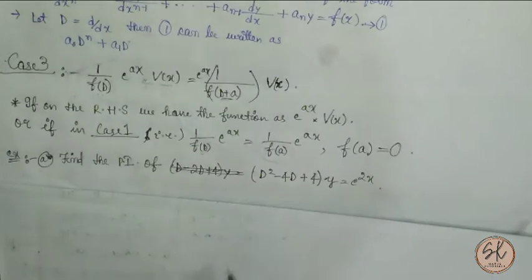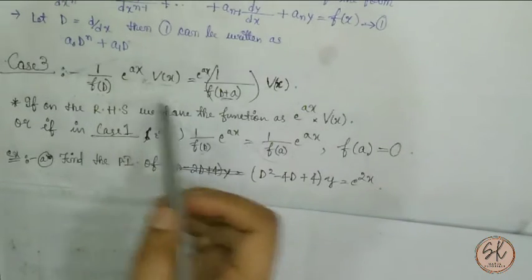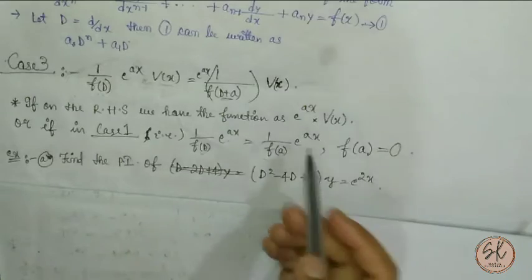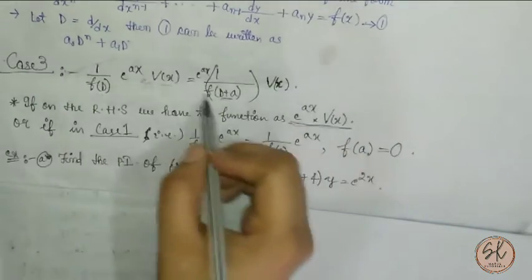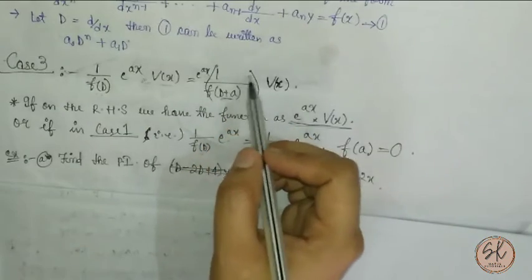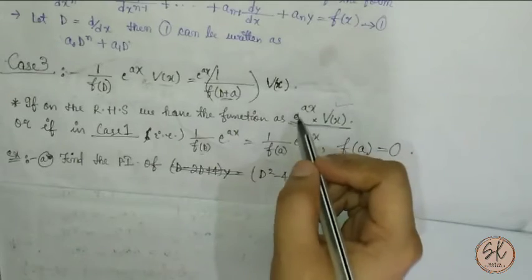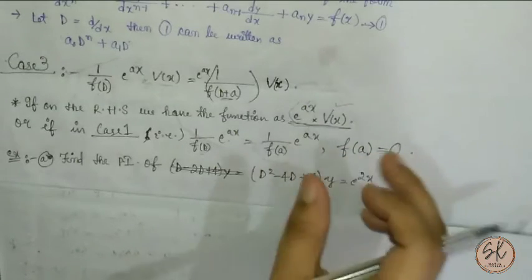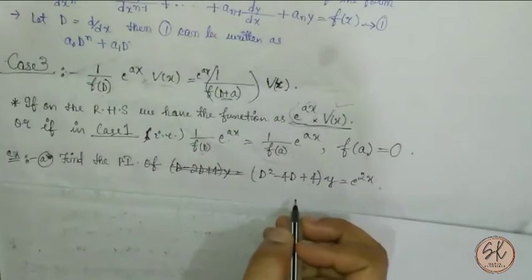So let us see how to use this. This formula can be used in this type of case where the function f of x, that is the RHS, is the product of a function of x and an exponential function, that is e to the power ax. So let us see this example.